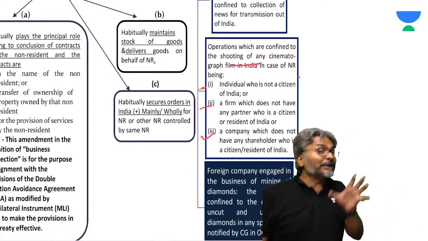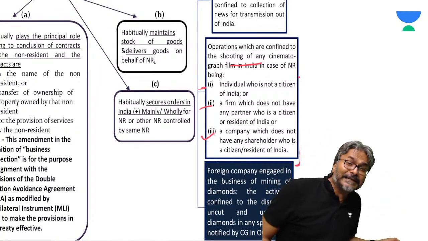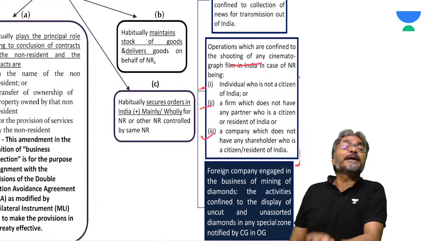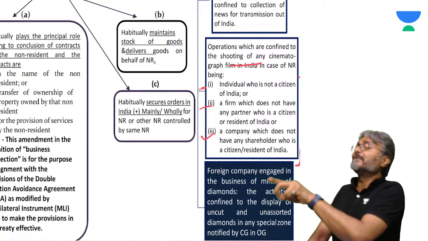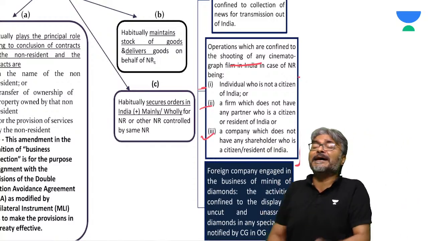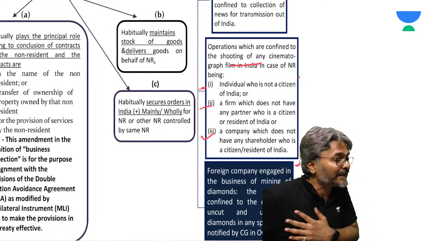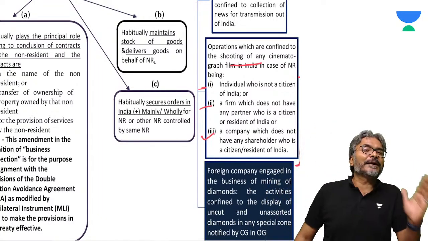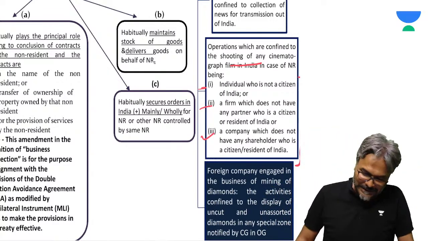If these additional conditions are also satisfied, then the non-resident who is only carrying the activity of shooting of cinema films in India cannot be considered to have any business connection in India. Is that clear to all of you, students?